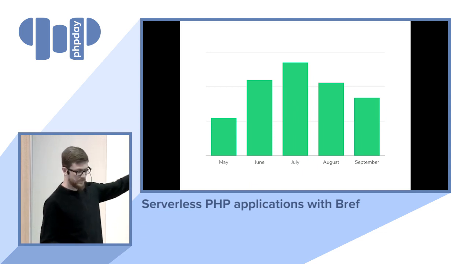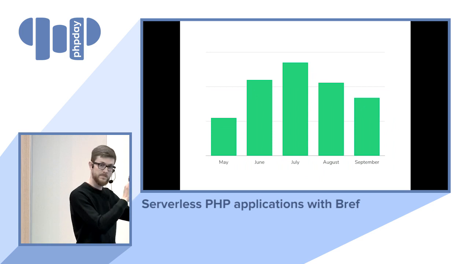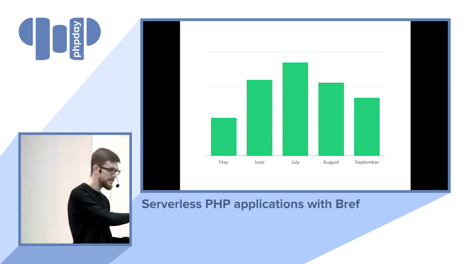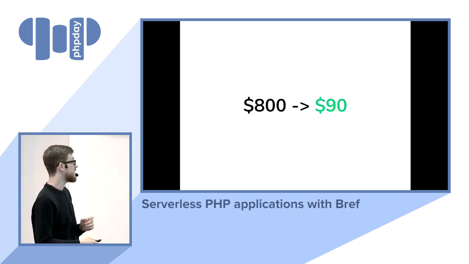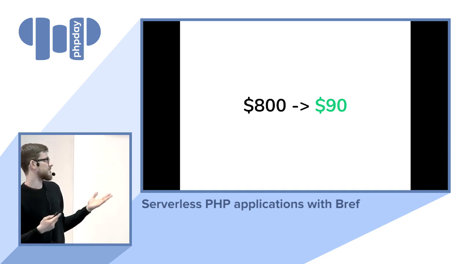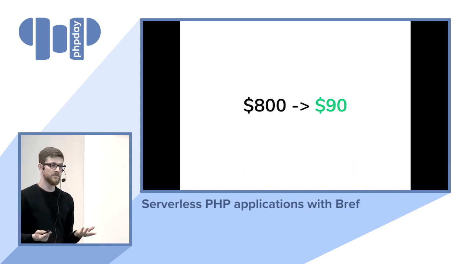I don't have the total numbers here, but I do have a number for a specific microservice that they completely migrated to Amazon Lambda, and they went from $800 per month to $90 per month. So for them, it was quite a success.